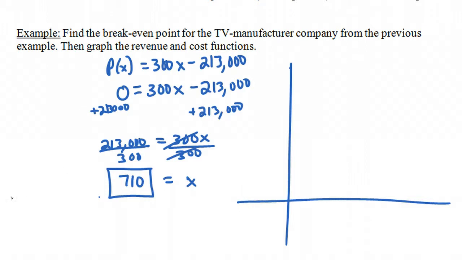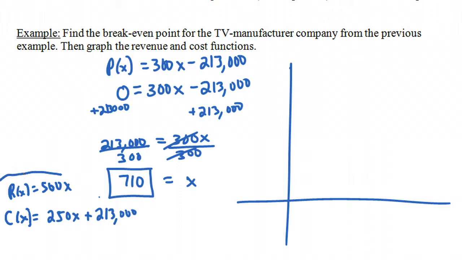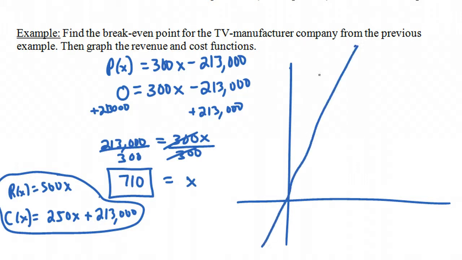Now the revenue function, let's remind ourselves, R of X, was 550X. And the cost function was 250X plus 213,000. So notice they're both linear functions. The R of X is steeper, it has a greater slope, but the y-intercept is 0. So the revenue line is going to look something like this. Okay, that's supposed to be a straight line. That's R of X.